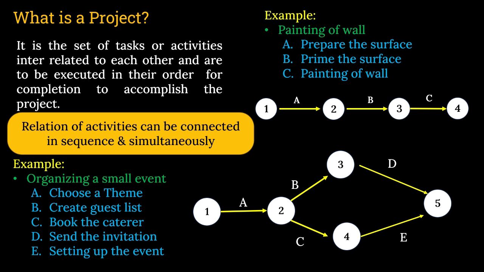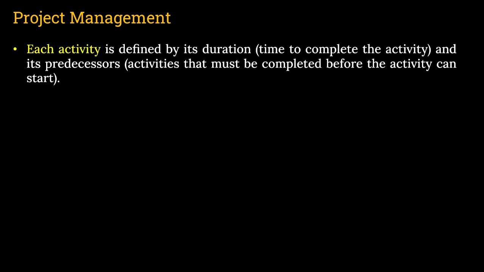Okay, so all the activities should have a relationship, and they can be either connected sequentially or simultaneously. From this network visualization, it is clear. Okay, hope it is becoming clear in your mind now. Let us proceed to the next. Project management. What is that? Let us clarify a few terms.